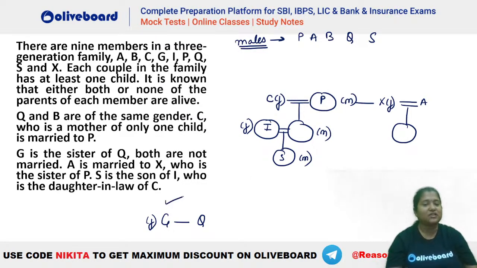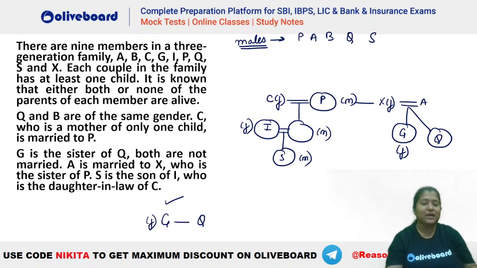Now it is given G has to be the sister of Q, isn't it? So G has to be the sister of Q. We cannot have this C and P having multiple children here. So that means we should have G and Q here only. This is the only possibility that we have, G and Q, right? And what was given about G and Q? That is G has to be the female person here. Okay. So you can see G is the sister of Q. Both are not married, done.